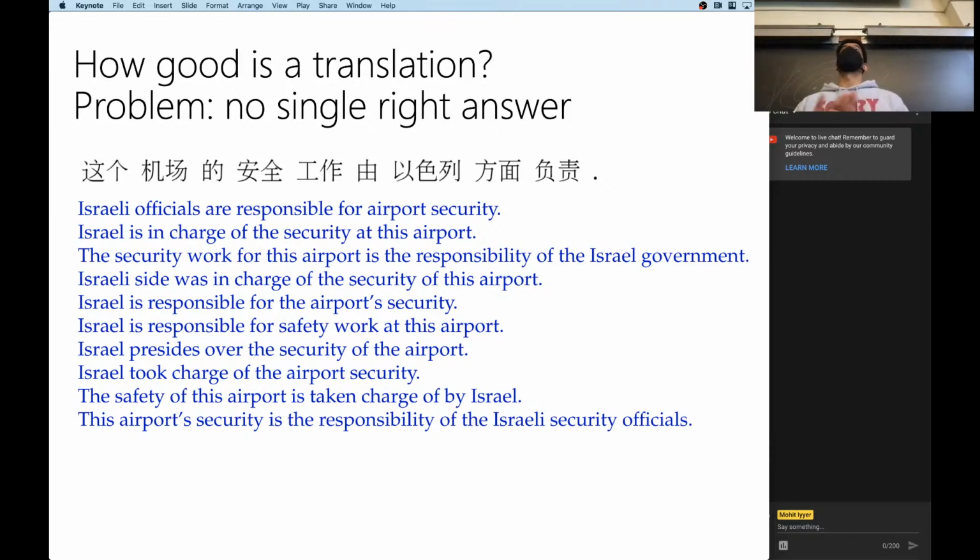So this is one of the issues, right? If, for example, we treat this like an accuracy-based computation, where we say this first sentence here, Israeli officials are responsible for airport security, is the only right answer, the only sequence that is correct here. If my machine translation model produces any other sequence, it's wrong, and if it produces this one, it's right. But this is obviously way too harsh, right? If my machine translation model produced the second translation here, it would get 0 points.